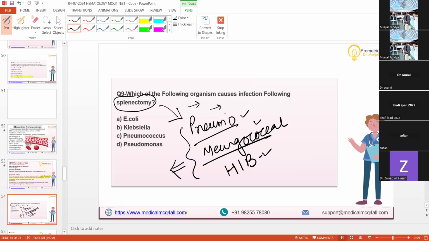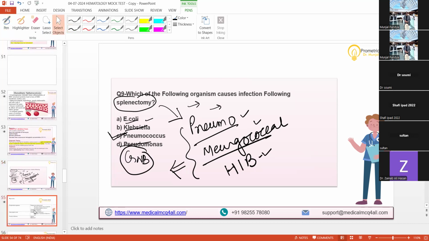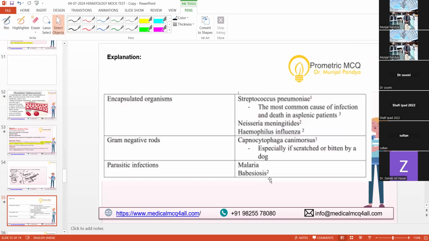If it is urgent, give after splenectomy. So here pneumococcus is the most appropriate. Pseudomonas, Klebsiella, and E. coli are all gram-negative bacteria, or GNB, which are not very common in a splenectomized patient. The most common and deadliest is pneumococcus. So you should give the vaccine against pneumococcus.